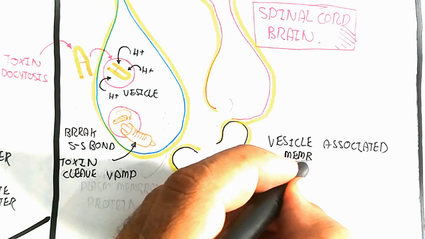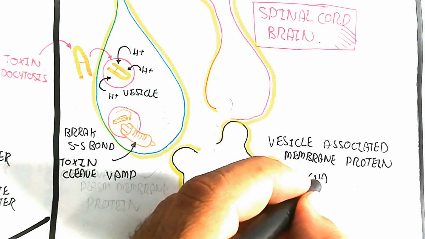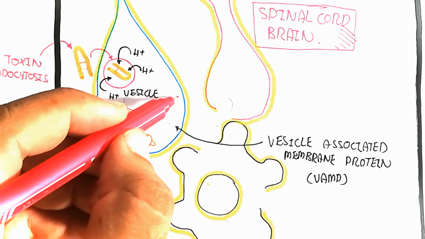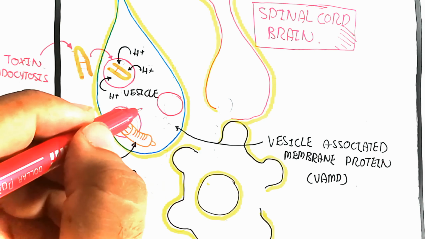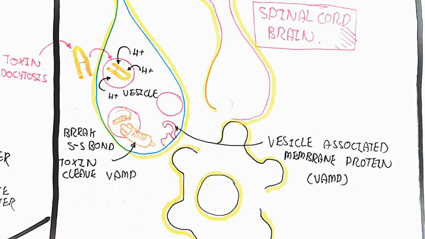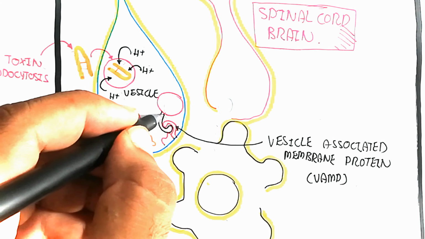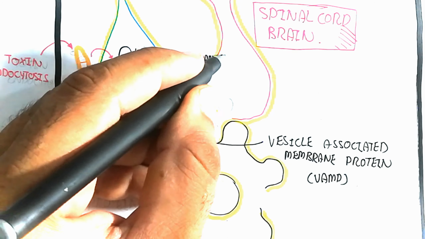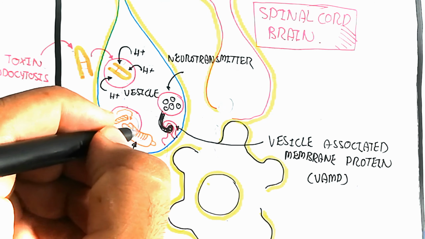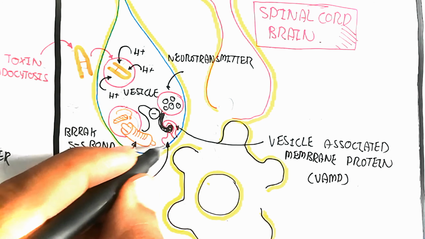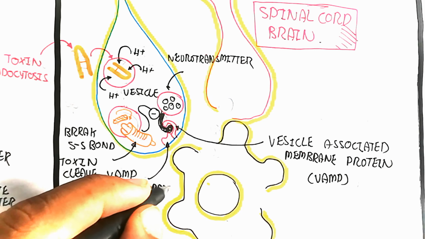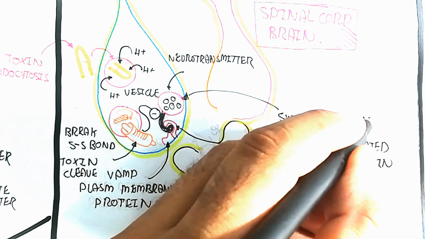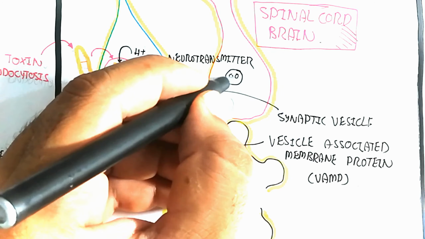It is cleaved to form a vesicle associated membrane protein. And in this way, here is the toxin cleaved to form a vesicle associated membrane protein, and the plasma membrane proteins are present in the cell membrane, and it will inhibit the binding with the neurotransmitter via the plasma membrane protein, because of the cleavage.